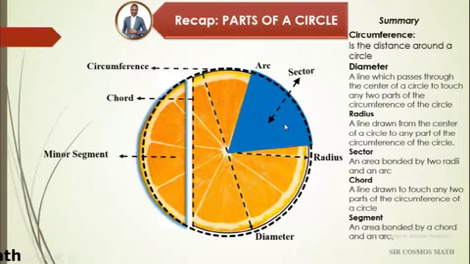Then we have a chord, a line drawn to touch any two parts of the circumference of a circle. That is exactly what we just did. And the last one, which is a segment, is an area bounded by a chord and an arc. An area bounded by a chord and an arc.